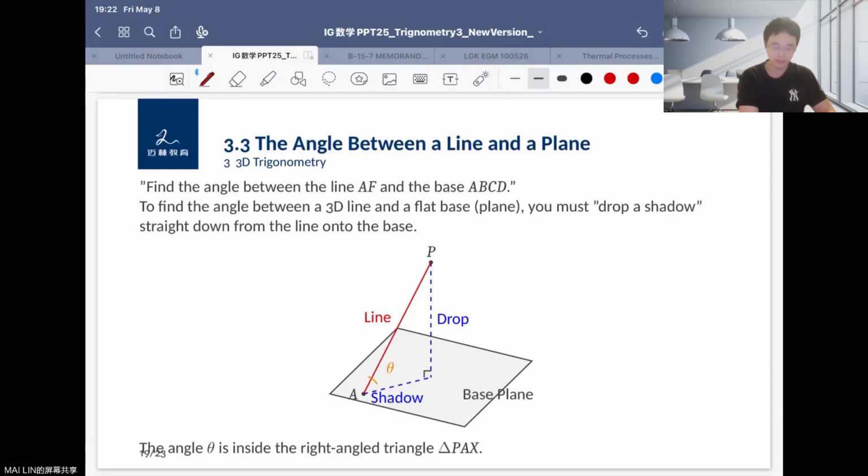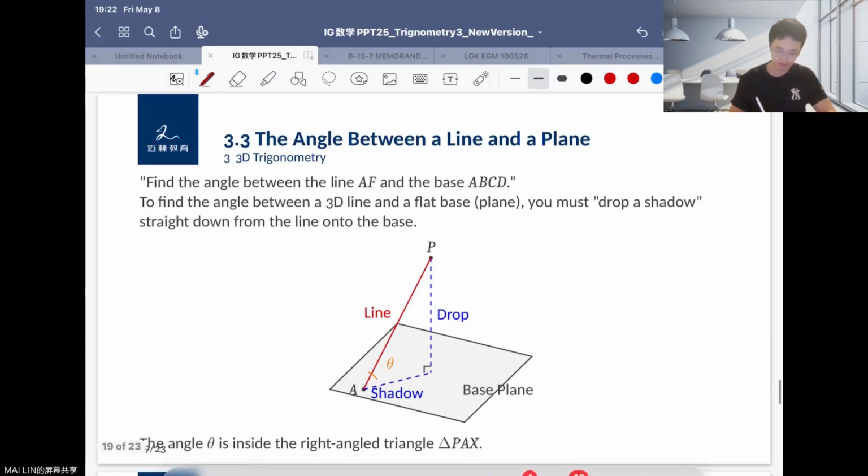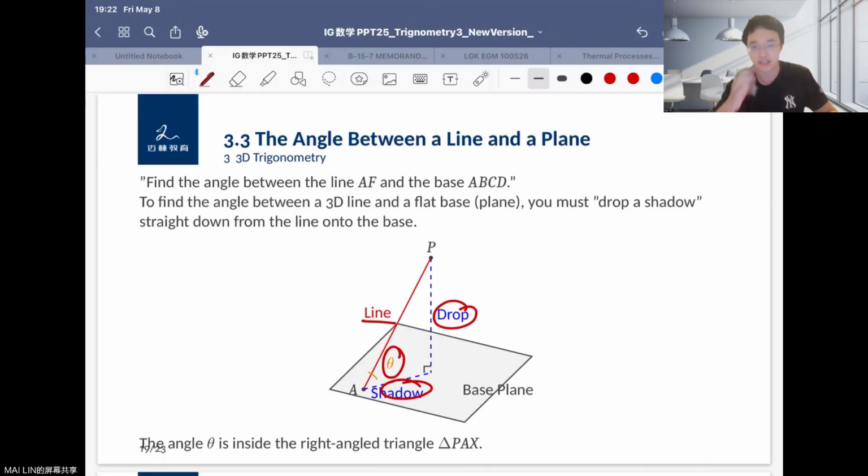Here we also have another example: the angle between a line and a plane. You can draw the line PA, and here is theta, and there's a line, a drop, and a shadow. Sine theta equals drop over line, cosine theta equals shadow over line, and tan theta equals the length of the drop over the length of the shadow. Then you can use inverse trigonometry to find the exact value of theta.